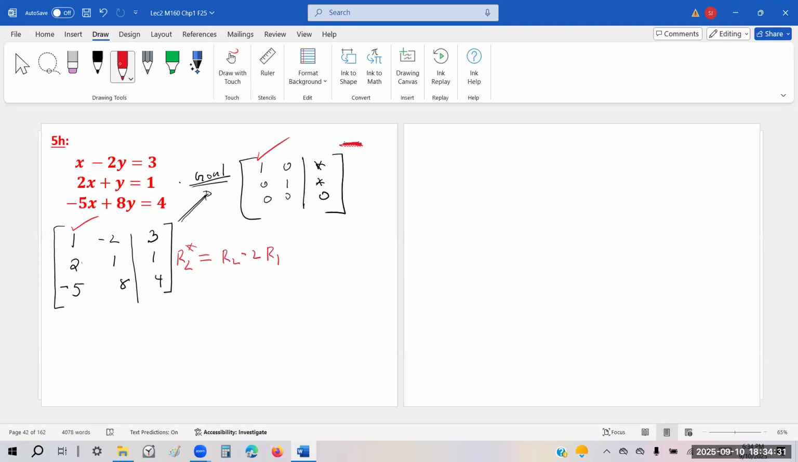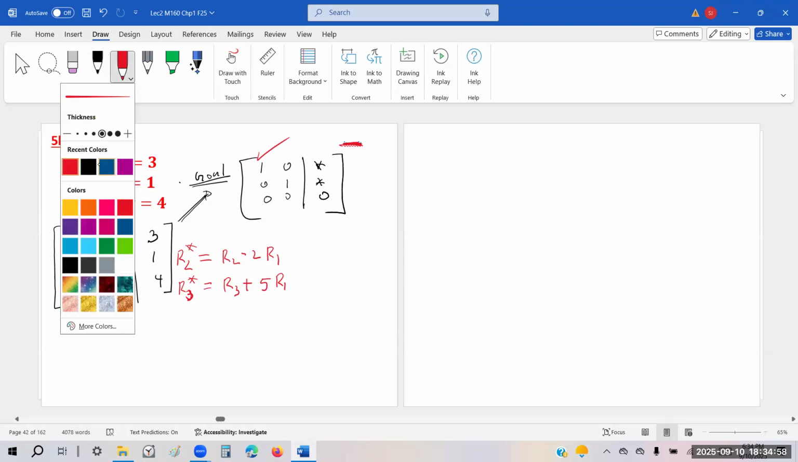And then we want negative 5 to turn into 0. So that means we are going to change row 3 also. So we keep our row 3 and we use the help of row 1. So what do we need to multiply row 1 by this time? 5. So we're going to add 5 times row 1. And then you can do the math visibly.